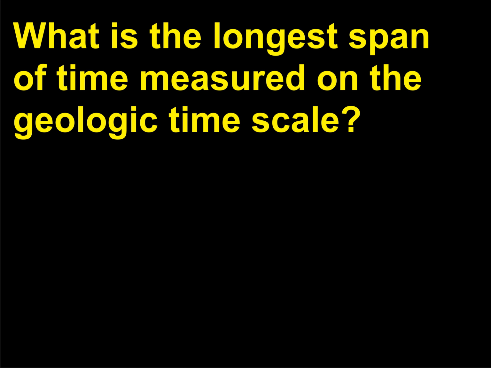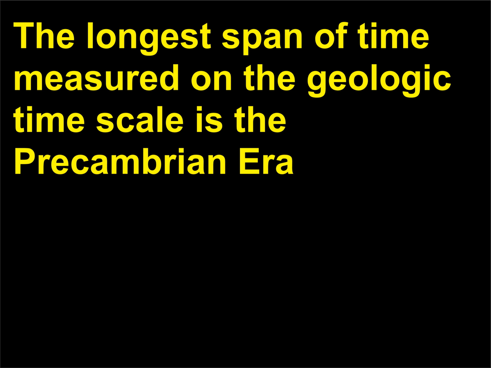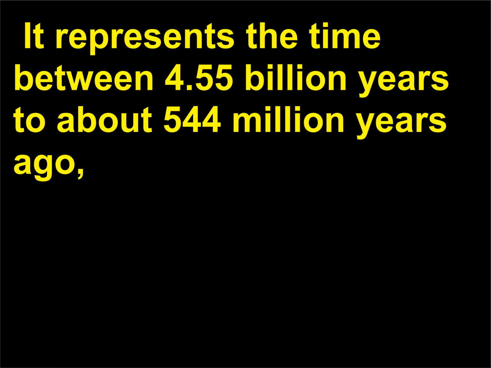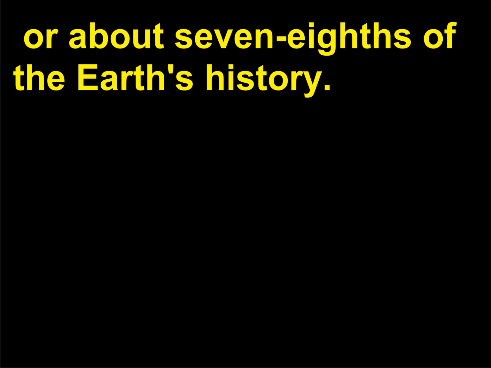What is the longest span of time measured on the geologic time scale? The longest span of time measured on the geologic time scale is the Precambrian era, also called the Precambrian Eon. It represents the time between 4.55 billion years to about 544 million years ago, or about 7/8 of the Earth's history.